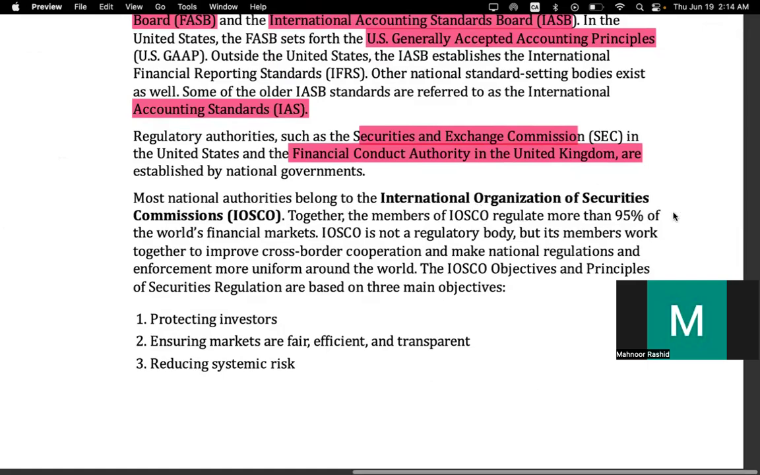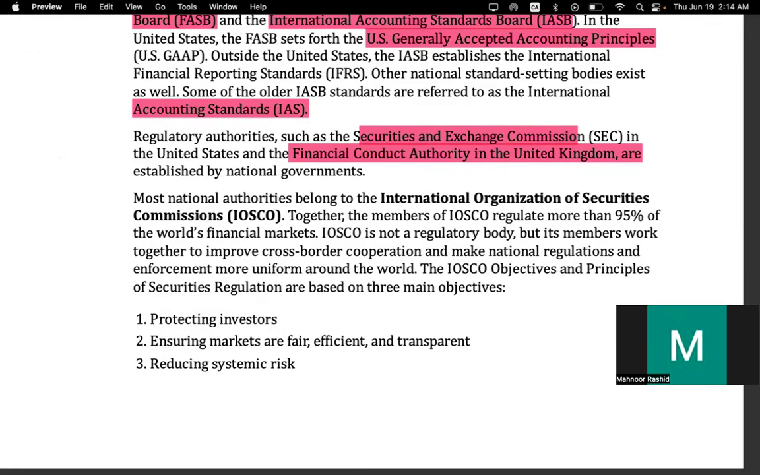Okay, now most national authorities belong to IOSCO, the International Organization of Securities Commissions. IOSCO is not a regulatory body. It is comprised of regulatory authorities, but it itself is not a regulatory body. Think of it as kind of the UN. The UN will not go and fight wars on behalf of individual countries, but it has individual countries within it that fight wars or implement policy in their own countries. The UN's objective is mostly to create cooperation between countries.